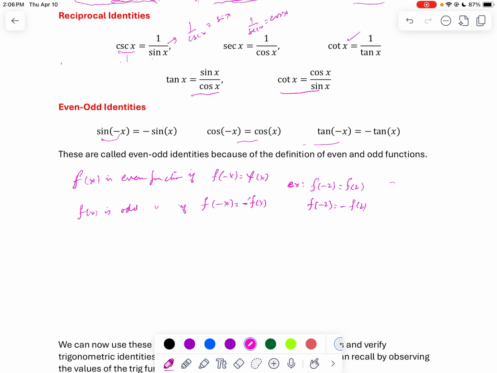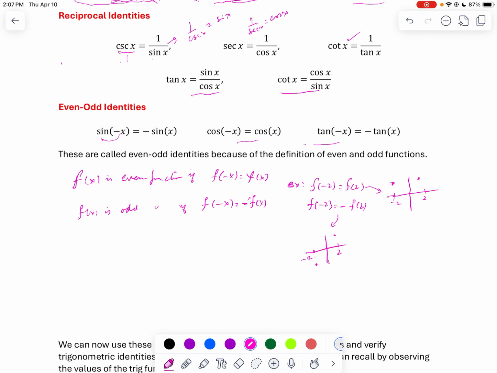So if you look at the graphs of these functions, let's say this is negative 2 and this is 2. If the function has the value over here for the even function, the value at negative 2 will be up here as well, the same height. This is for the even. Now for the odd case, if at 2 the value is up here, then at negative 2 the value should be down here. That's what even and odd functions tell us. So that's why we call them even and odd.